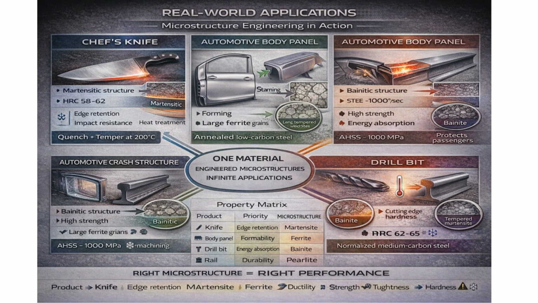The body panels are mostly ferritic steel, soft and formable so they can be stamped into complex shapes. But the structural crash members? Those are increasingly made from advanced high-strength steels with bainitic microstructures, giving maximum strength for passenger safety while keeping weight down. Railroad rails are made from pearlitic steel. They need to resist wear from millions of wheel passes but also resist cracking under impact loads. High-speed drill bits? Fully martensite, tempered just enough to prevent shattering. Every one of these applications requires a specific microstructure, engineered at the atomic level to do its job.